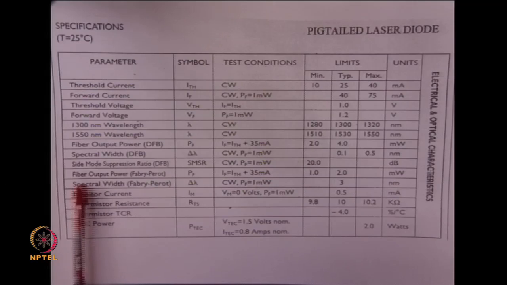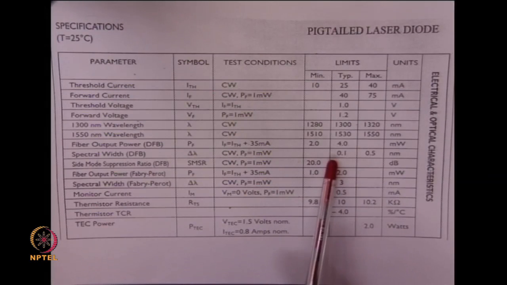If you go further, the spectral width for a Fabry-Perot is given here as 3 nanometer. Just now I mentioned, for a Fabry-Perot laser, the spectral width delta lambda is 3 nanometer. So, typically 2 to 3 nanometer is for a Fabry-Perot, and 0.1 or less for a DFB. The current DFB lasers have much less than 0.1 nanometer as the line width.